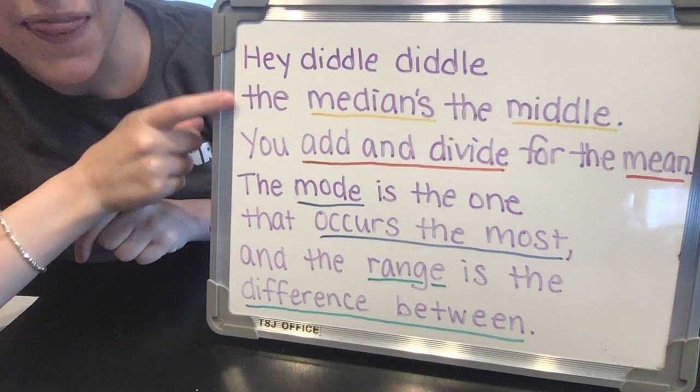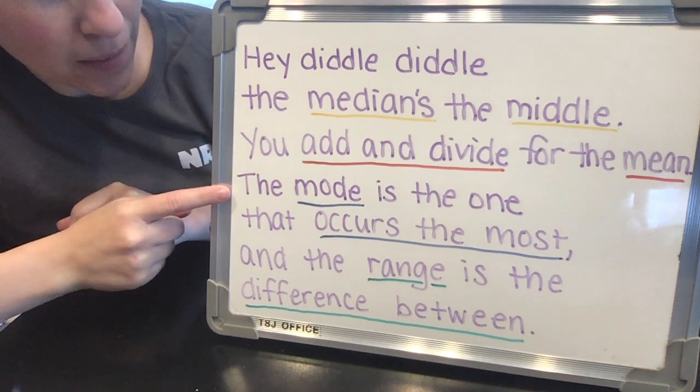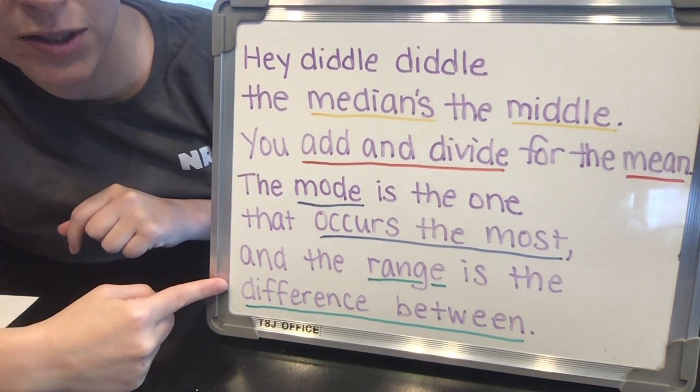Hey diddle diddle, the median's the middle. You add and divide for the mean. The mode is the one that occurs the most, and the range is the difference between.